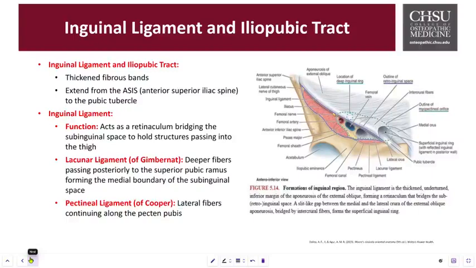Then we also have the pectineal ligament, which is Cooper's. This is a very strong ligament of the pelvic bone. It's much thicker and tougher, and this is because it comes from not only the pectineus muscle's fascia, but also the fascia transversalis. This is considered one of the strongest ligaments in the abdominal region. And because it's so strong, this is usually the main anchor point for sutures. It's directly attached to the bone, so it's a lot stronger.